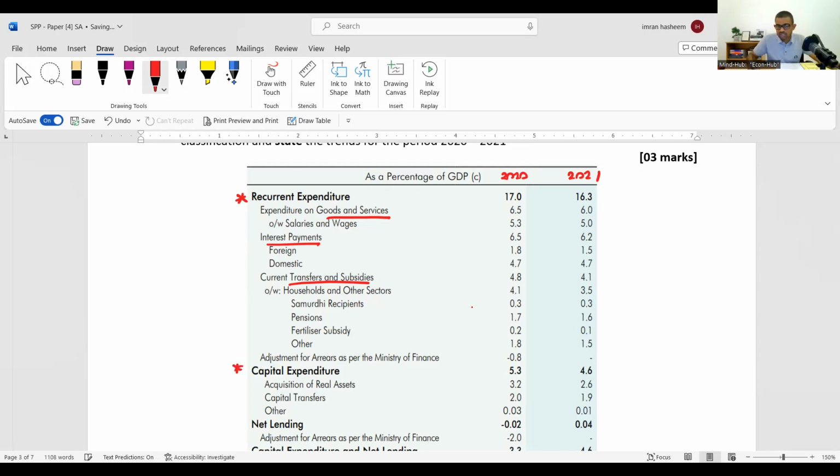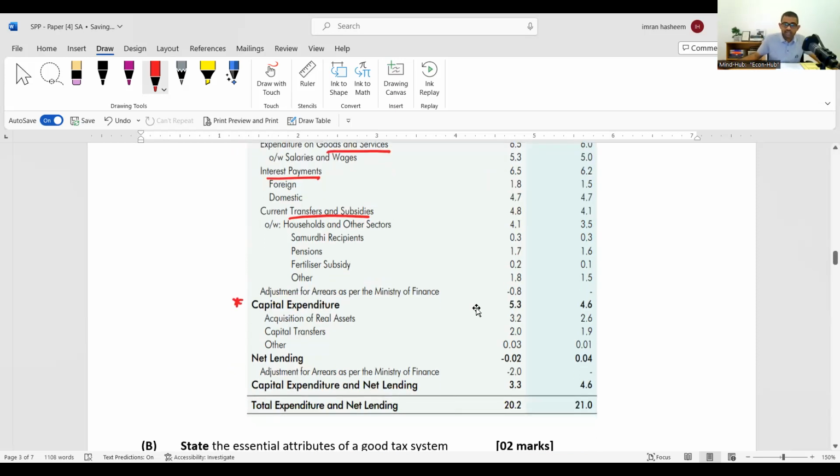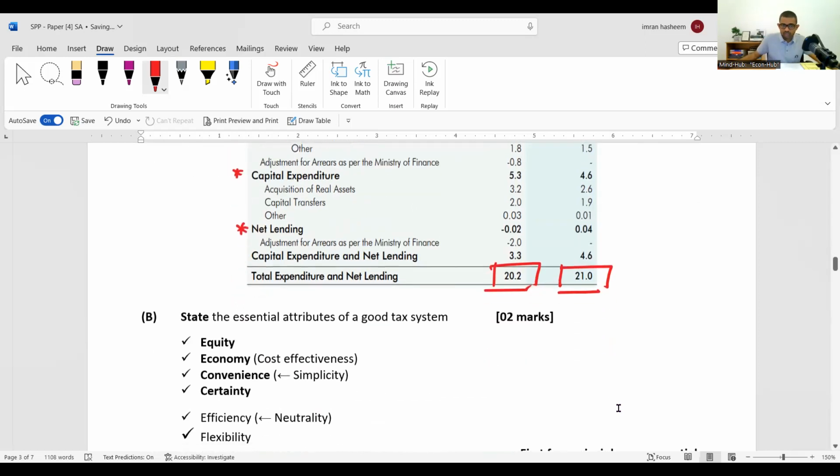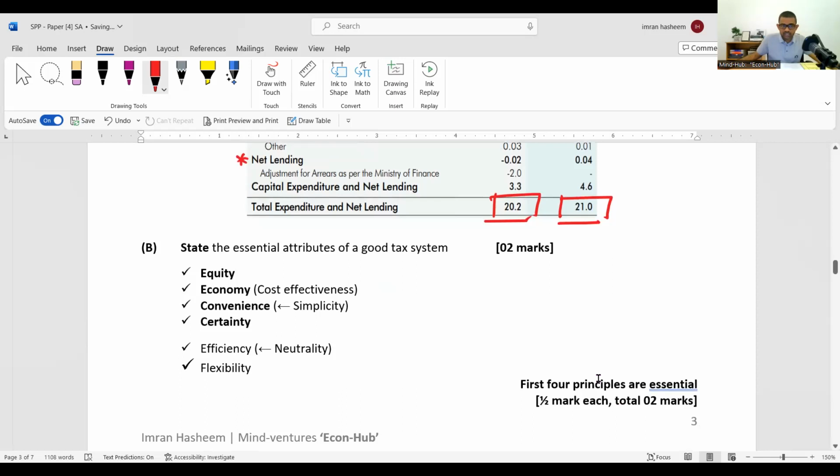Then I want to see capital expenditure at least. If the sub items are not there, fine. At least capital expenditure 5.3, 4.6. And then you need to know net lendings as the third component, good to be given. And also total expenditure and net lendings as a percentage of GDP 2020-21, really important to know. Doesn't hurt to know, right? So that's how the marks or the expectations are there.